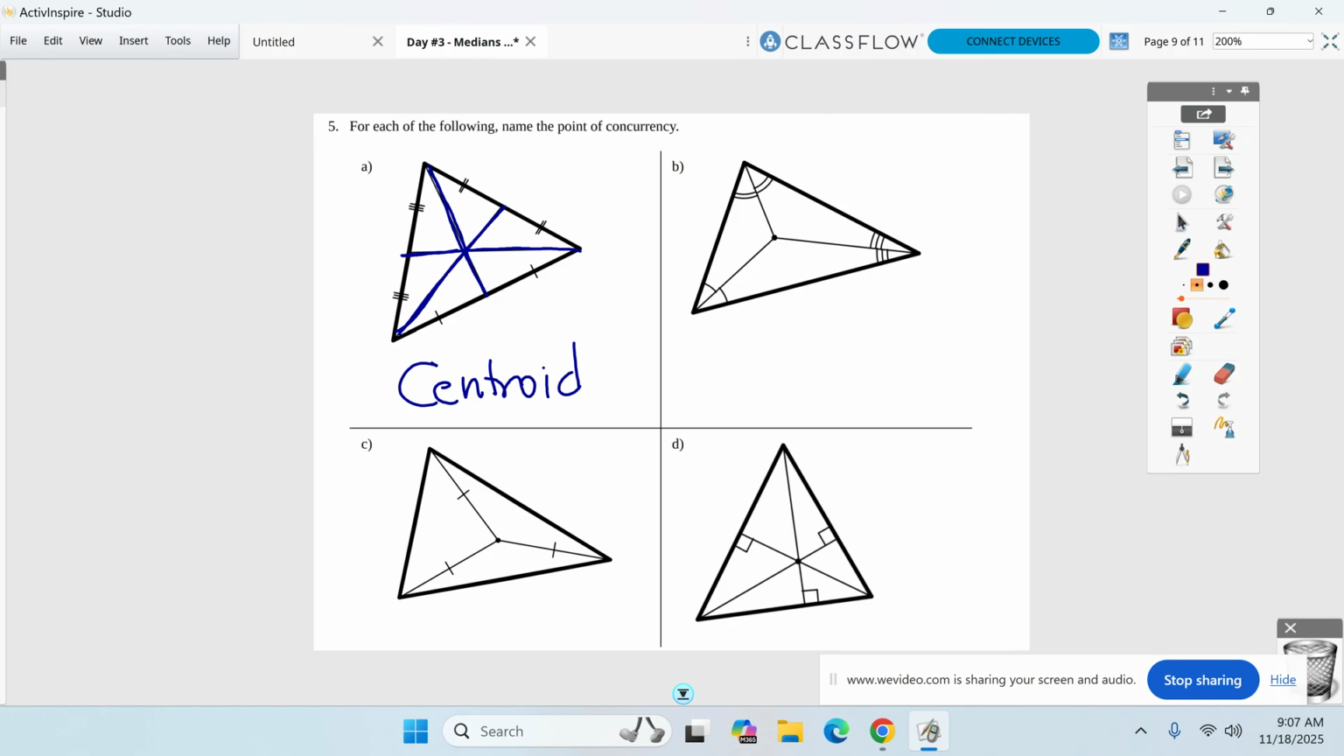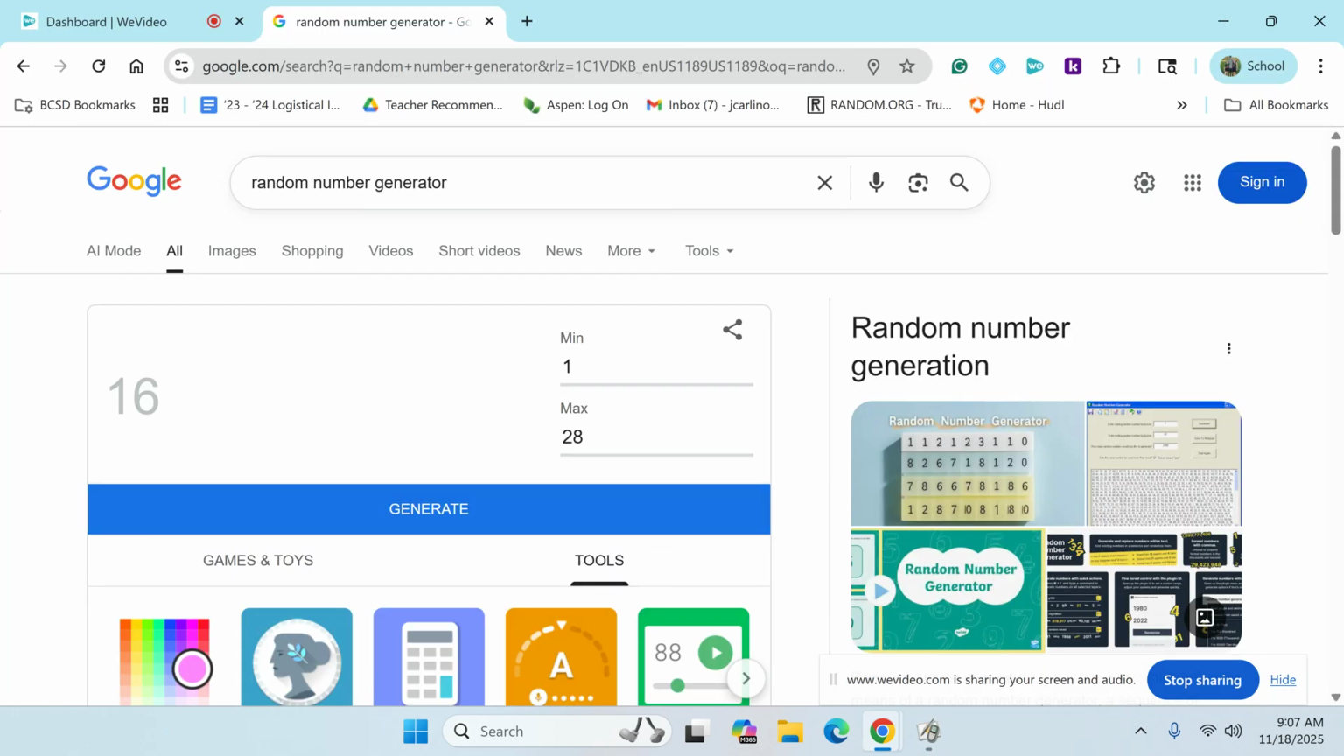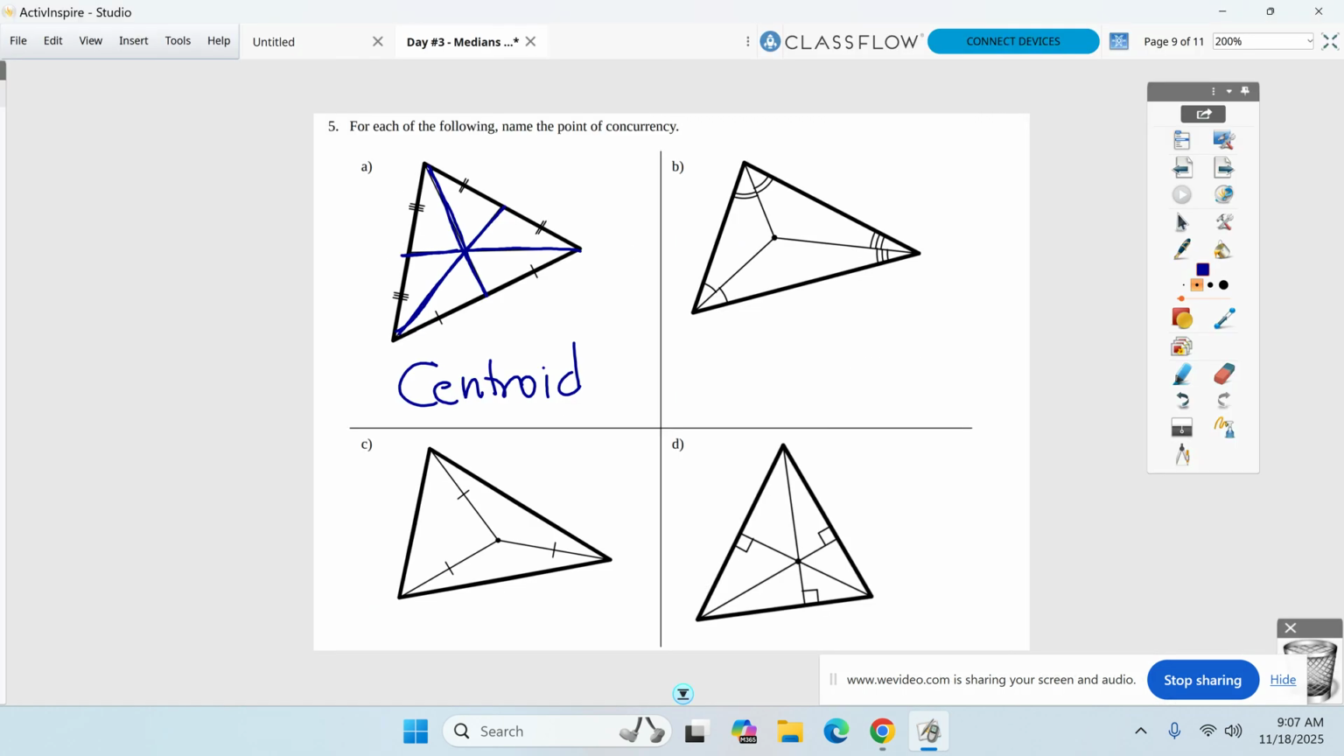Part B, what is that point up here? What do you want to call that point? Sloan, what is that point? Incenter, because I'm showing you angle bisectors in the diagram. Okay, those are angle bisectors, so that makes it the incenter.